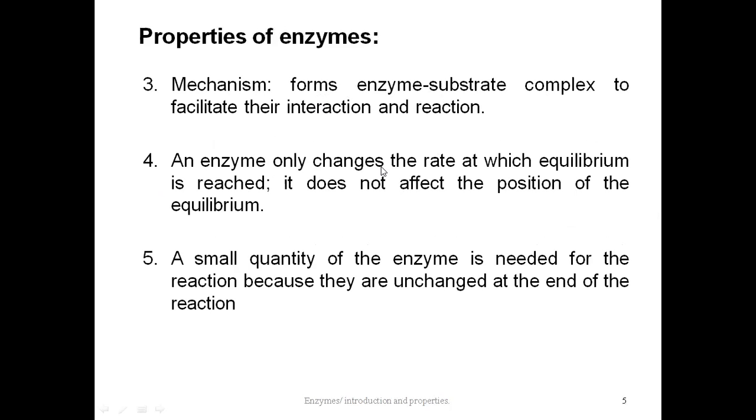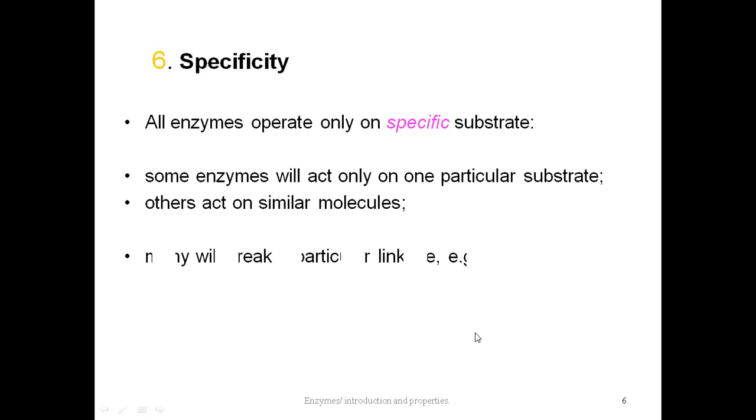An enzyme only changes the rate at which the equilibrium is reached. It does not change the ratio of the equilibrium, not at all. A small quantity of the enzyme is needed for the reaction because it remains unchanged throughout the reaction. Enzymes are very specific for their substrate. Some enzymes will act only on a particular substrate, others will act on similar molecules. I have just told you the example of ribulose bisphosphate carboxylase. It acts as a carboxylase, it acts as an oxygenase.